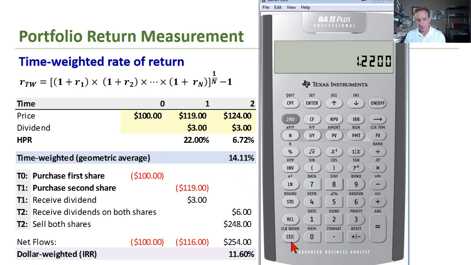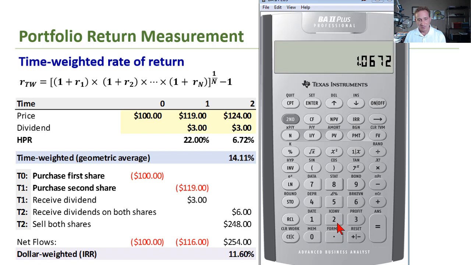and then go right to my second sub period, where I clear here, which I don't need to do, but as a habit I do that. I open parens, I have 124 plus my $3 dividend, and then I close parens, taking that shortcut, dividing by the 119, which was the price at the beginning of the sub period, and I'm getting 1 plus the holding period return of 6.72%. And I just like to store that in variable 2.